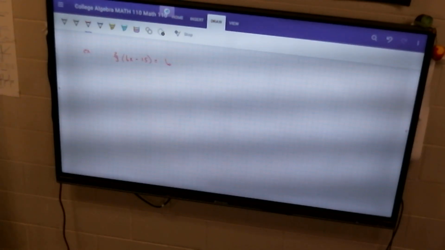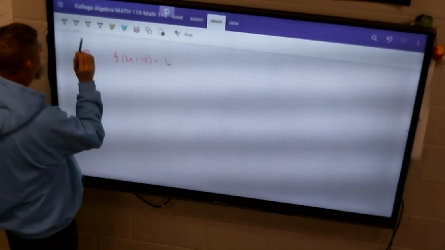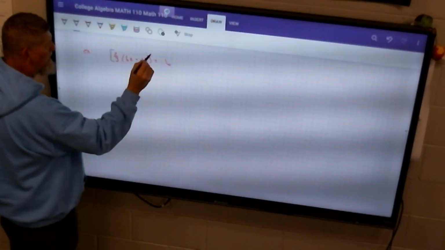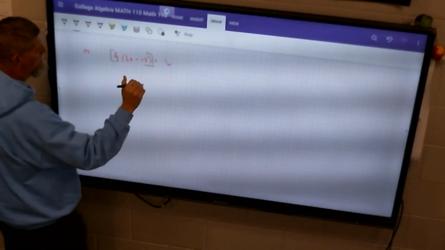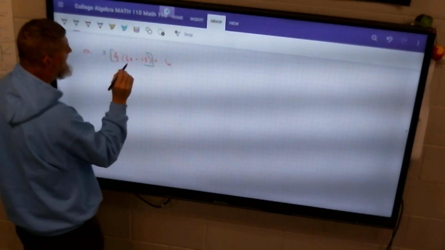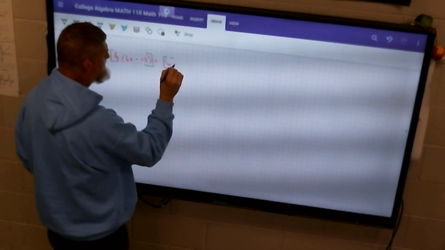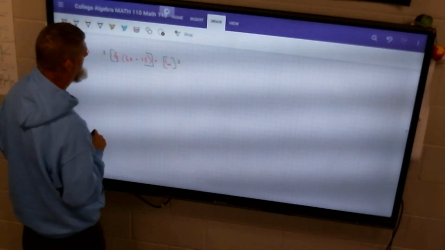Now, what's the least common denominator? 3 is the denominator. So we're going to multiply everything by 3. Okay? So I'm going to multiply here. And this happens to be one term, right? We have a binomial inside, but it's being multiplied. So that's one term. So I'm going to multiply that by 3.